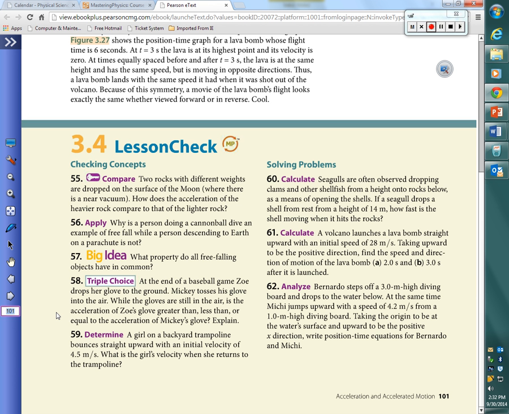Question number 57 deals with the big idea about chapter 3. It says, what property do all free-falling objects have in common? All freely falling objects have the same acceleration. The reason that was the big idea of chapter 3 is that to get to that point, first we had to introduce what acceleration was, and then second we had to deal with constant acceleration. So all freely falling objects have the same constant acceleration.